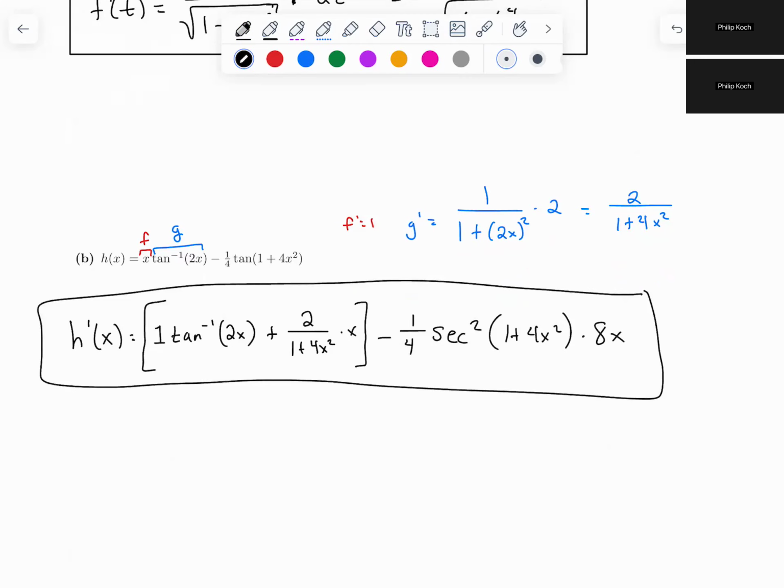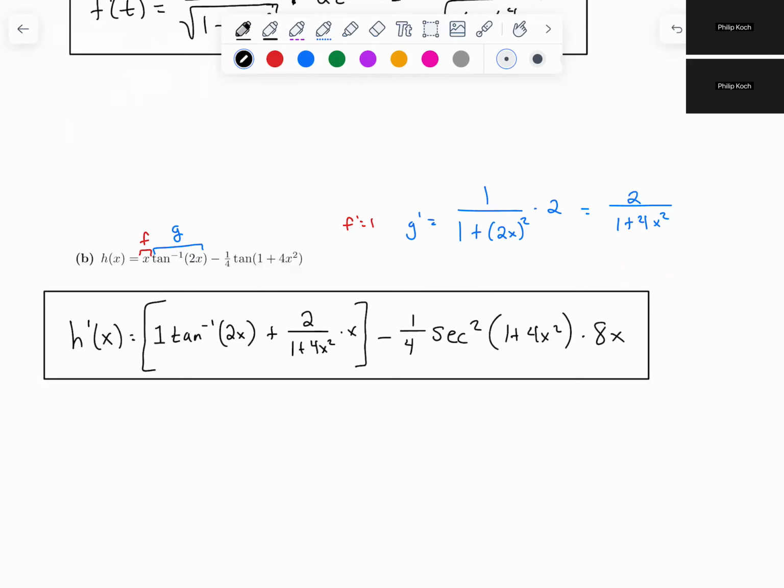And we can simplify it if we want, but that's what you should get at first. If you feel comfortable doing some algebra, please feel free. You don't have to write the 1 in front of the tangent inverse. You can write 2x instead of 2 over 1 plus 4x squared times x. And you can cancel out the 1/4 and the 8. So I guess if we really wanted to, we could write it as tangent inverse of 2x plus 2x over 1 plus 4x squared minus 2x secant squared of 1 plus 4x squared.